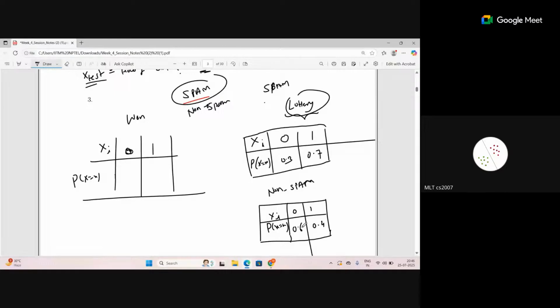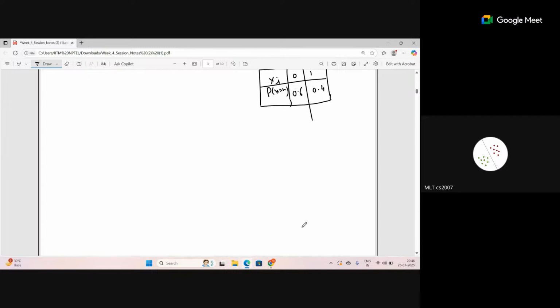So each word will have a probability distribution in spam, and a different distribution in non-spam, right? The same word has different distributions. The probabilities are not similar.